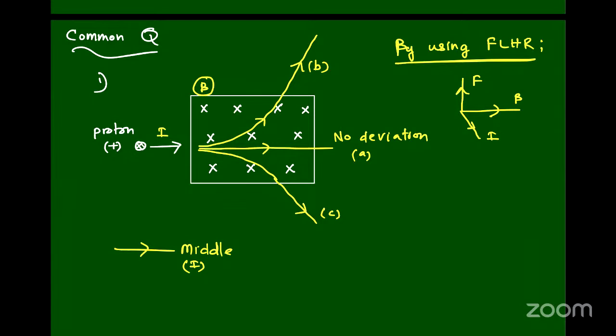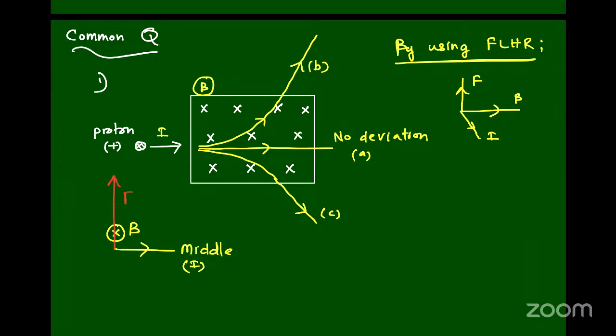So here crosses means the magnetic field is going towards the plane, right? Which means the index finger is pointing towards the table. It is going towards the plane. So the magnetic field is in this direction. Therefore, eventually, the thumb is pointing in this direction.